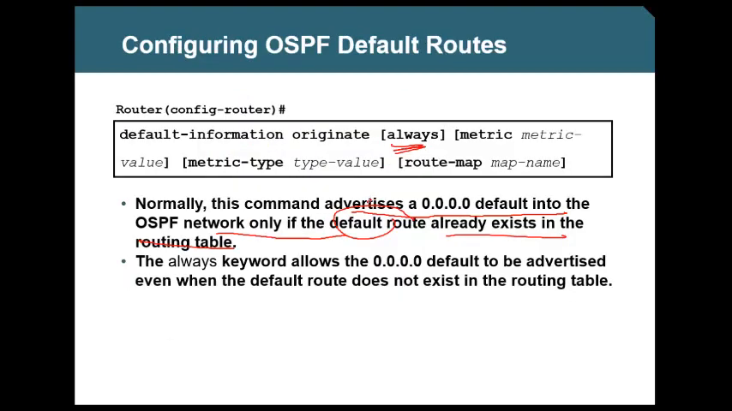Even when you don't have a default route, if you want this to be advertised, then you need to use the keyword always. What does that mean? Even when the default route doesn't exist in the routing table, you advertise it. Let's quickly go and do it.